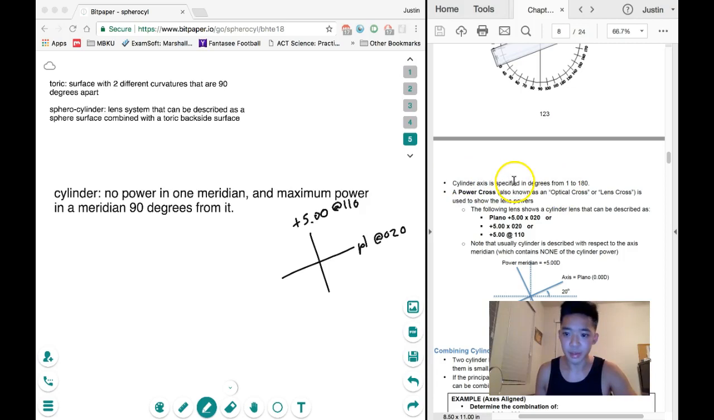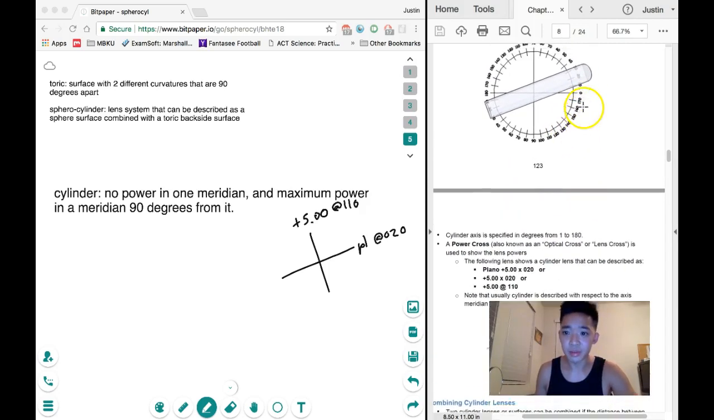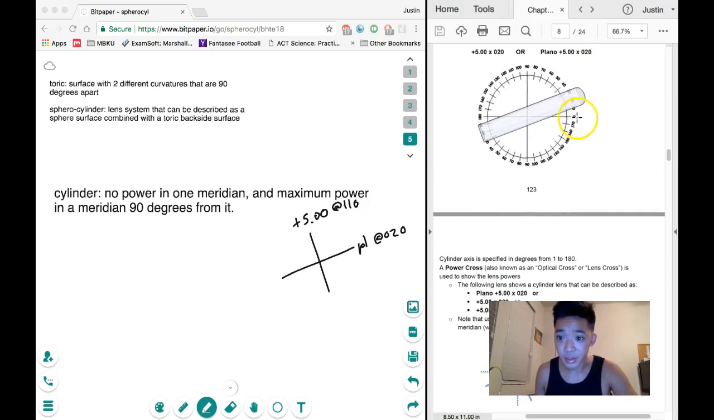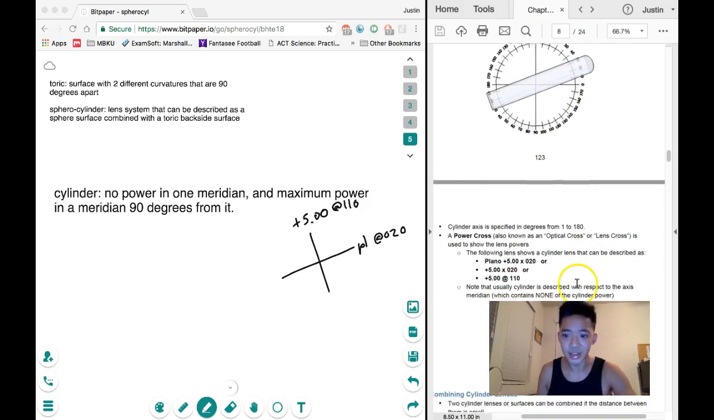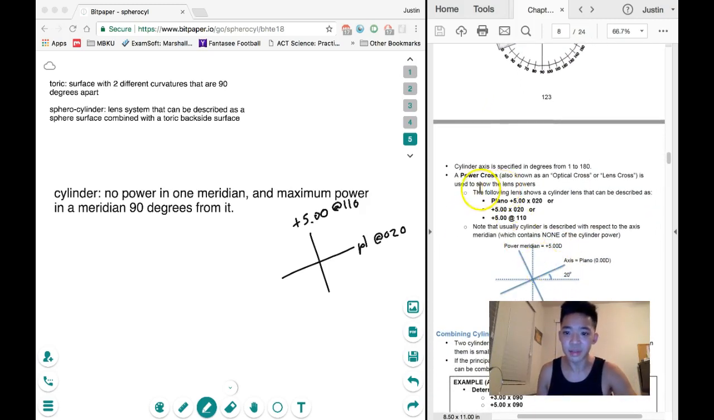The cylinder axis is specified in degrees from 1 to 180. So sometimes you might see this image that says 0 right here. It could technically also be 180. Like 0 and 180 are kind of the same thing.